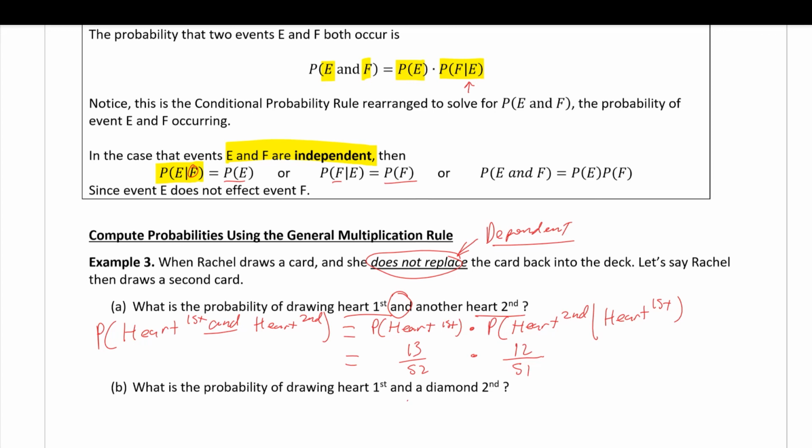Now we can do some reduction here. We know that 13 out of 52 is 1 over 4. We also know that 4 goes into 12 3 times. So this fraction is 3 over 51, which can be reduced. 3 goes into 51 17 times.